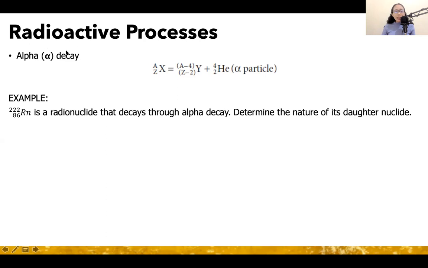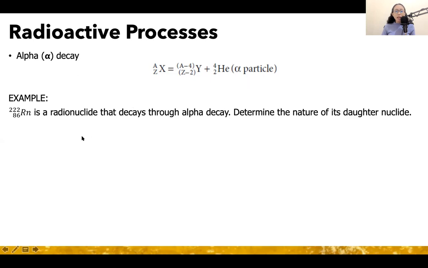This alpha decay is often observed in nuclides with very high mass numbers and very high atomic numbers. And they undergo alpha decay because it decreases their mass numbers by 4 and their atomic numbers by 2. So in one step, they can immediately decrease their mass number and their atomic number. So this is your alpha decay.